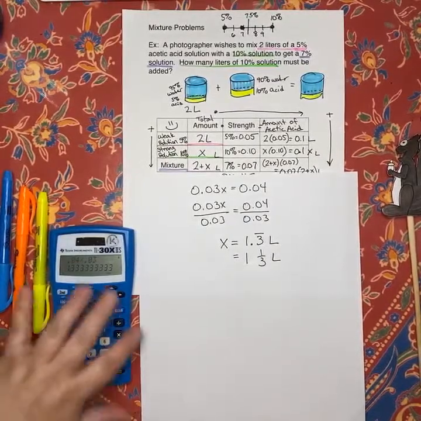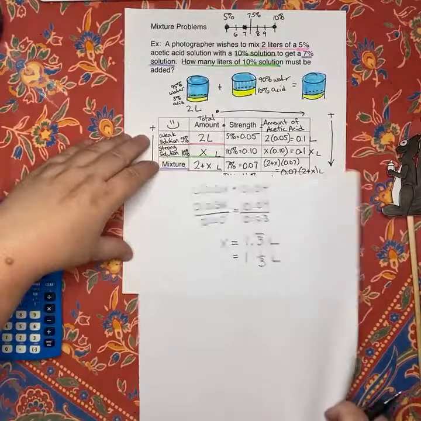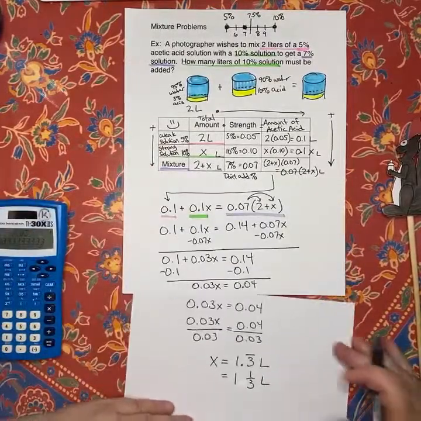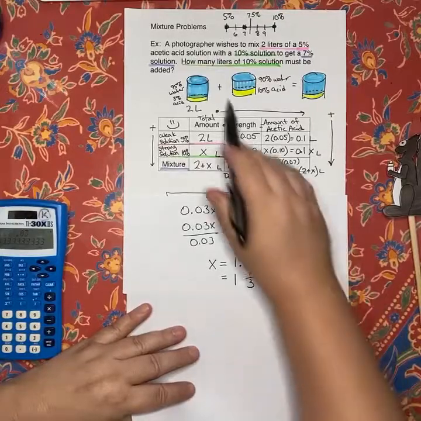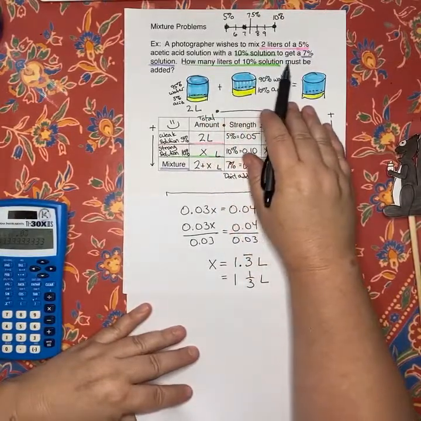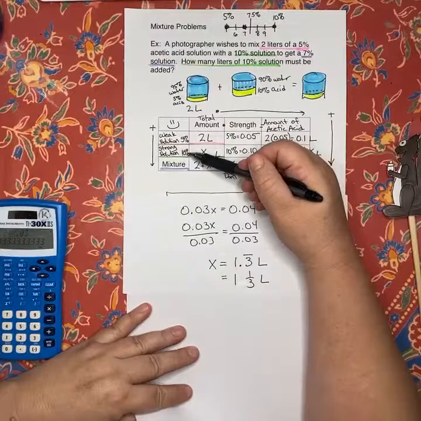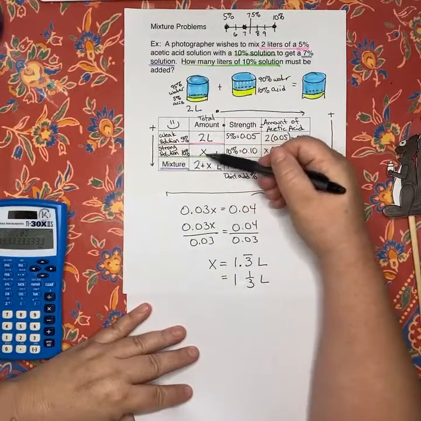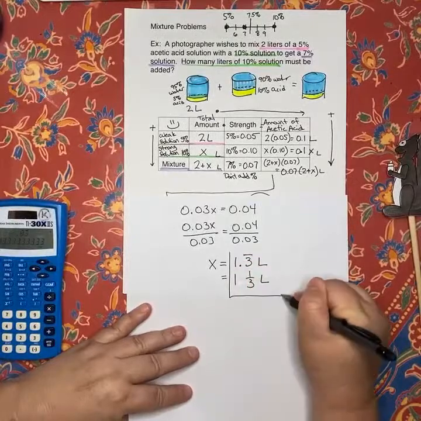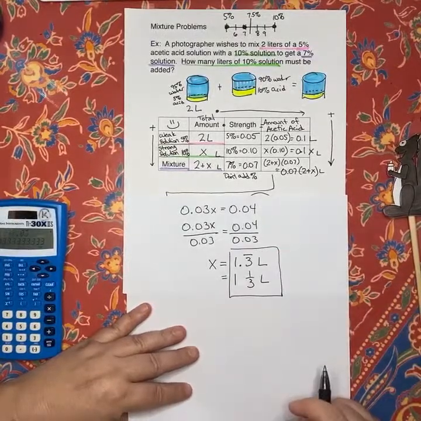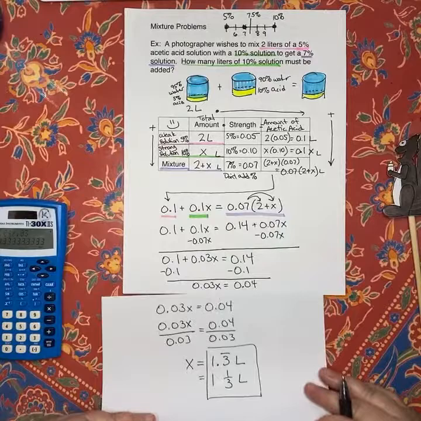Okay, so let's take a look at what we just did and let's see what we think. Kind of woohoo. Did I answer the question first off? How many liters of the 10% solution must be added? The 10% solution is right here, the green line, and that is X. X is how much? So this one is, I can put a box around it. That's my answer.